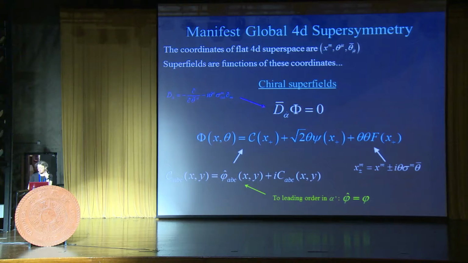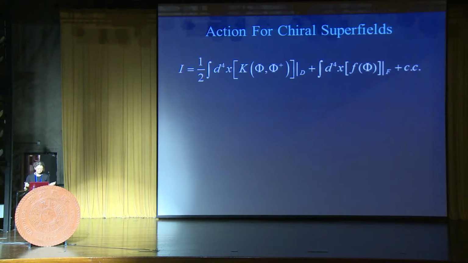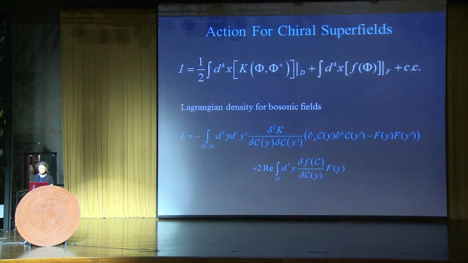Once we have chiral superfields, the next naive thing to do is to write down the obvious action for chiral superfields. It looks in this fashion. We can have theta to the 4 terms or theta squared terms. And just to get a feel for this formalism, if we decompose this in components, here's part of the Lagrangian, the one for bosonic fields.